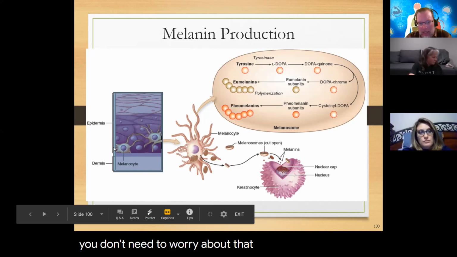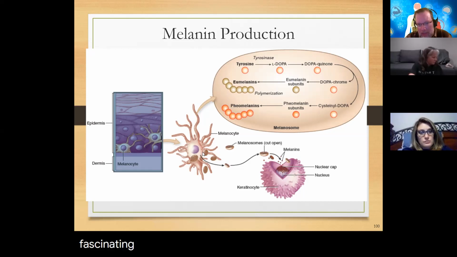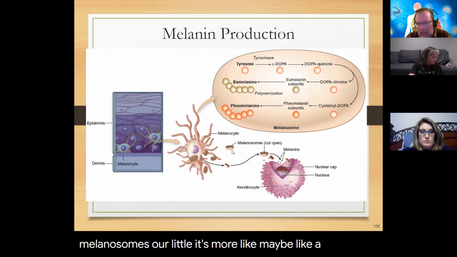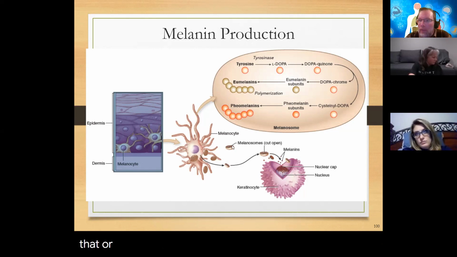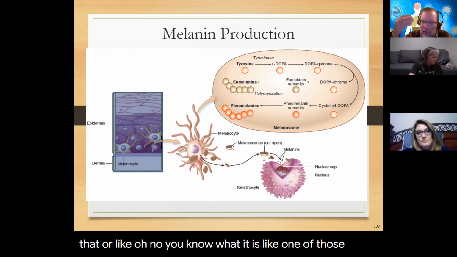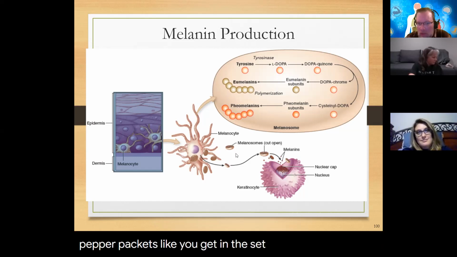It's kind of fascinating. We see a melanocyte. They spritz out these little ketchup packets called melanosomes, and inside the melanosomes are little packets. It's more like a Kool-Aid packet, or, you know what it is? It's like one of those little pepper packets like you get with plastic silverware, or the salt. It's like one of those.